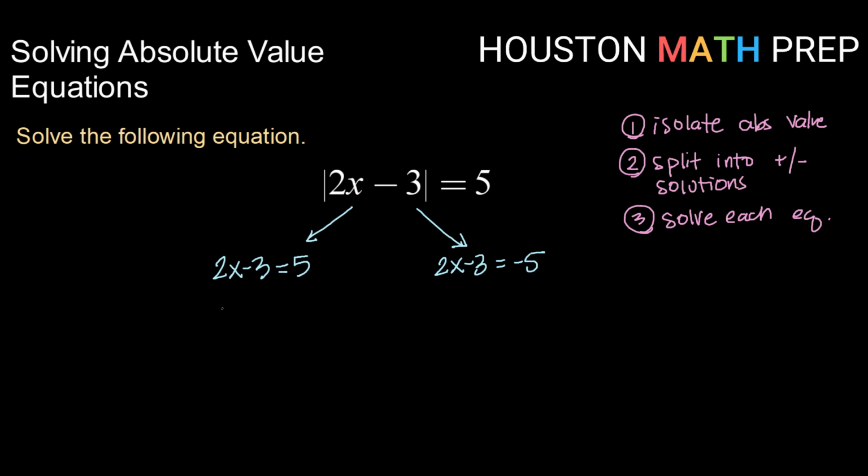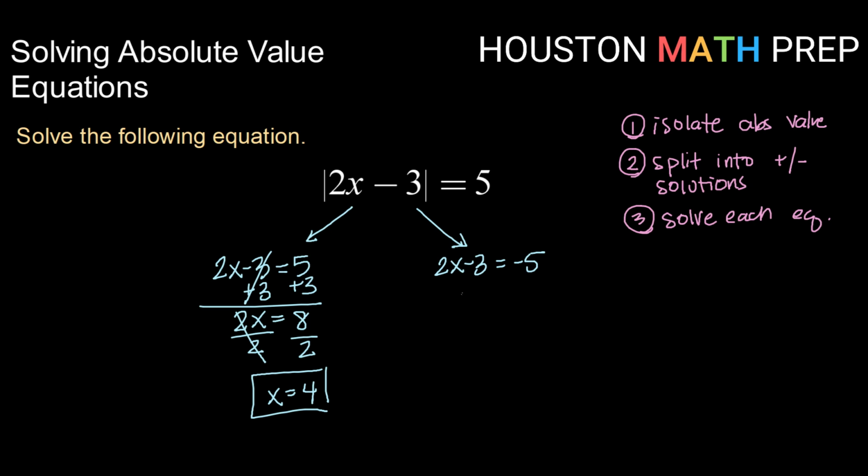Okay, on to step 3. We want to solve each of these equations. These are just basic linear equations, so we're just going to go ahead and solve these for x. So add 3 to both sides. We get 2x equals 8. Divide both sides by 2, and one solution we get is x equals 4.